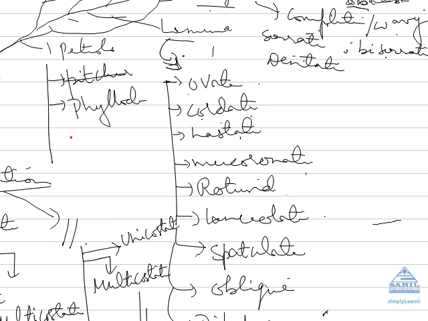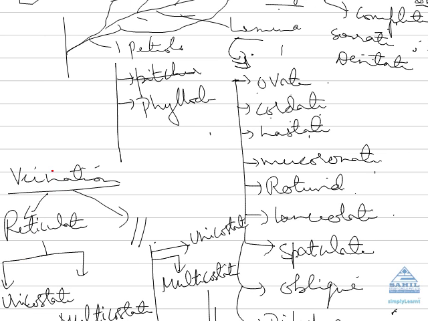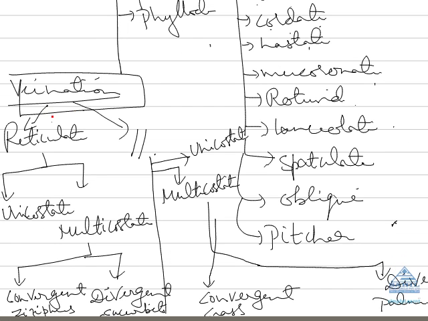Now coming to modification of petiole. Petiole has a single modification, which we call phyllode, example in Acacia arabica. Now coming to the second part, which is known as venation. In venation there are two types. Reticulate venation, where a network of veins is found, example all dicots, while parallel venation is found in all monocots.